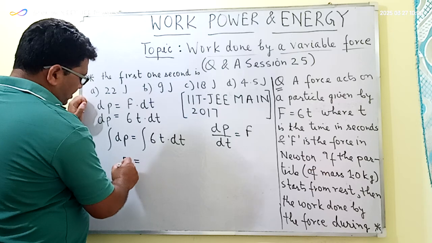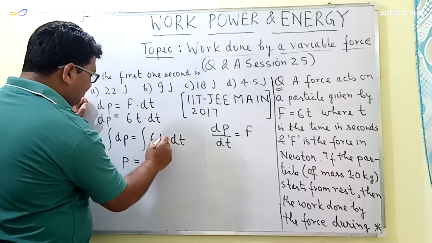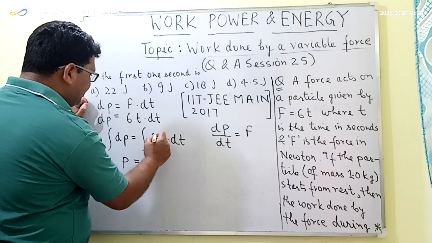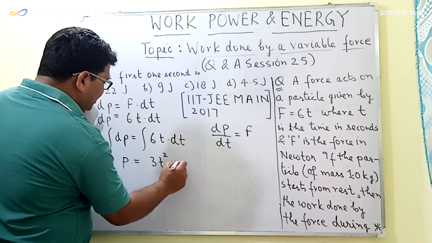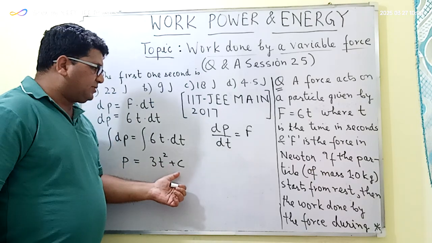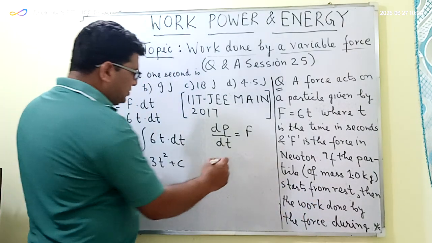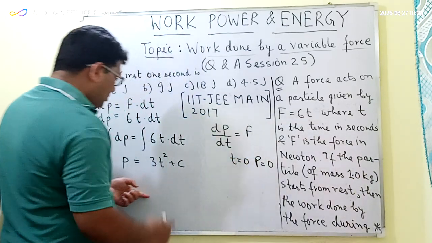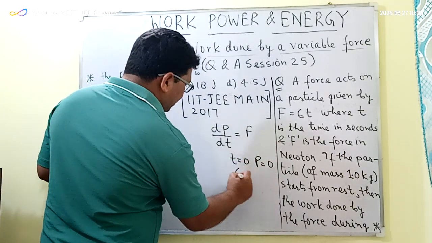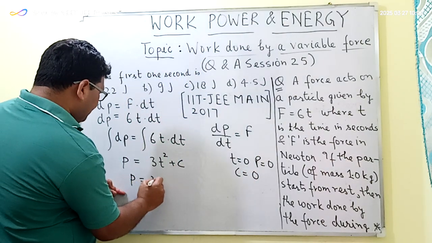I will be getting the equation for the momentum as the integration of 6t dt, which will be equal to 6t square upon 2, so this is equal to 3t square plus the constant of integration. Now since the body is starting from rest, at t is equal to 0, p will be equal to 0. So the value of c will be equal to 0. So p is equal to 3t square.